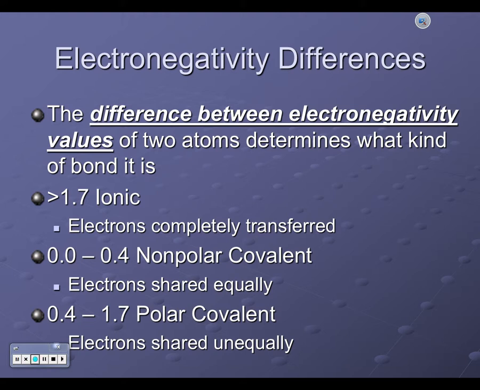Okay. So on the back side, little letter b and little letter c, if the difference between them is 0 and 0.4, we classify that bond as non-polar covalent. And our little description of that situation is our electrons are shared equally. And then, if we're between 0.4 and 1.7, we classify that as polar covalent. And we'll spend most of our time today talking about polar covalent bonds.